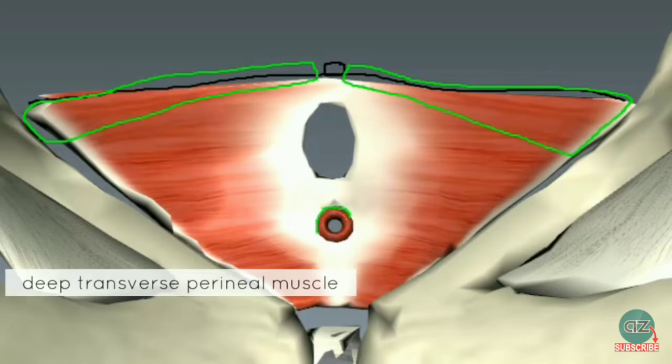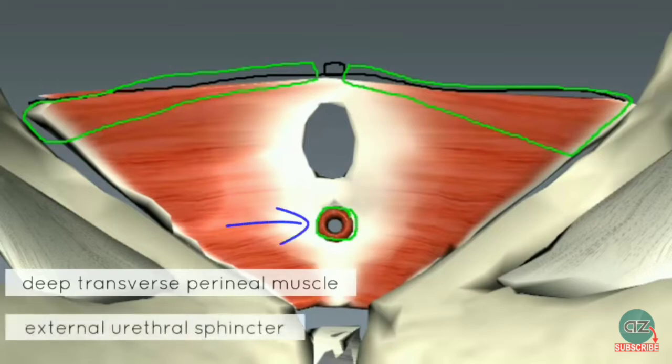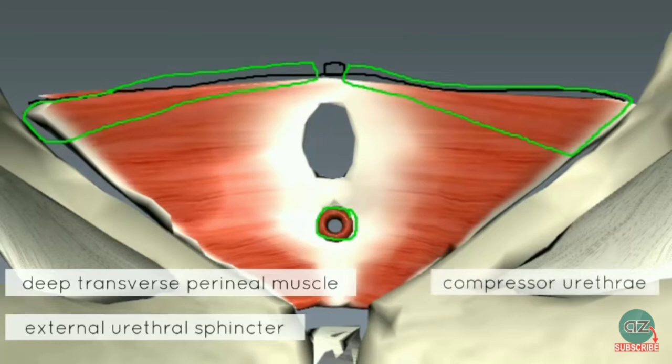And then over here you can see this little muscle here. This is the external urethral sphincter, and this surrounds the proximal part of the urethra in women and the membranous part of the urethra in males. And then we've got two muscles which are unique to females. So we've got the compressor urethrae, and then we've got the sphincter urethrovaginalis.